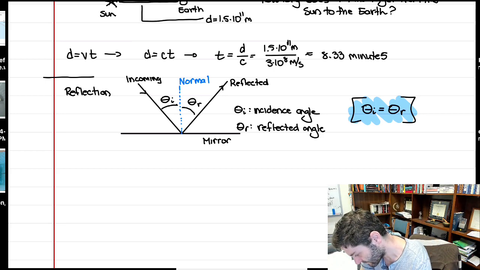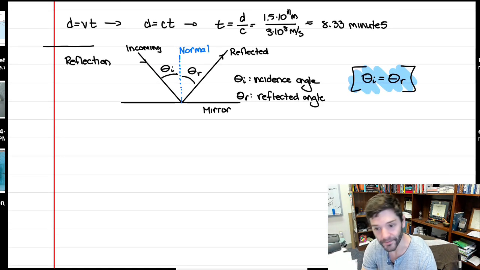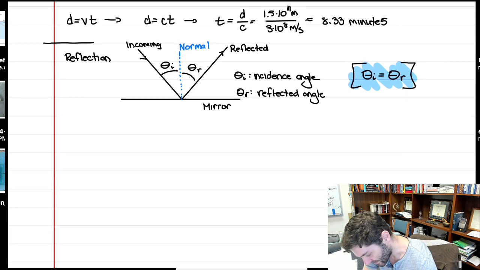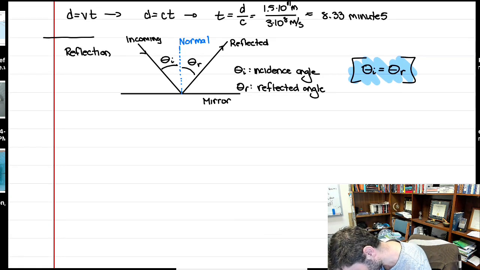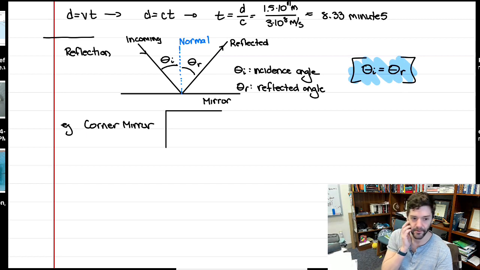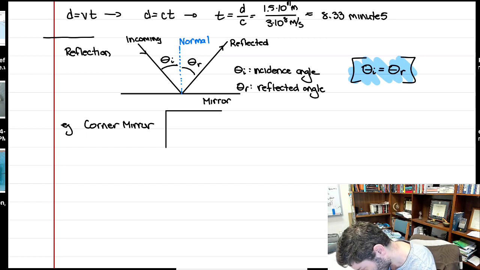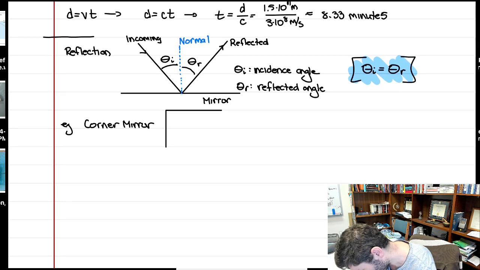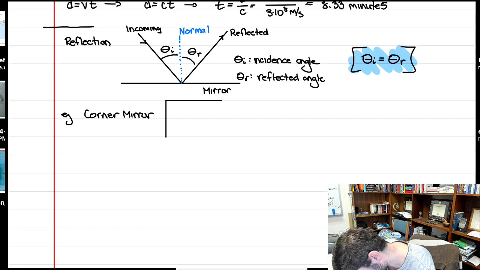So then, I'm not going to do a calculation with numbers with this, but you can do some interesting ones, like what about for a corner mirror? So here's a mirror, these are two mirror plates that form a 90-degree angle with one another. And I have some incoming ray that comes in this direction.